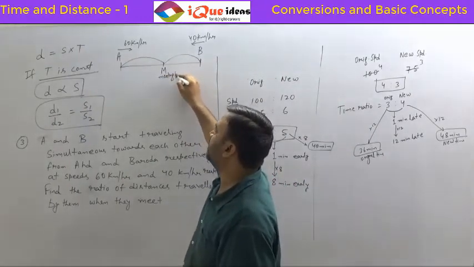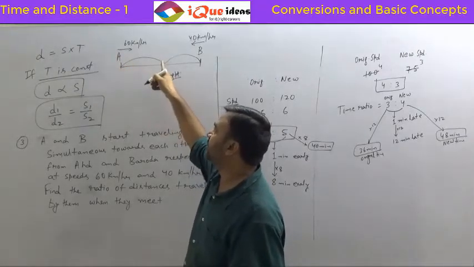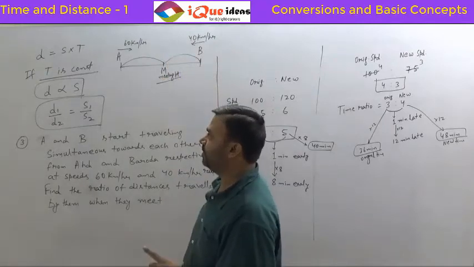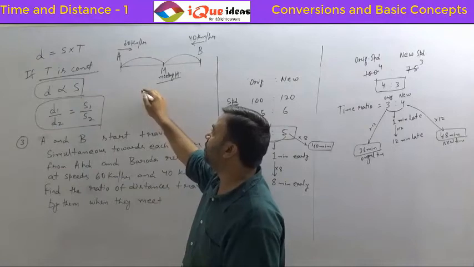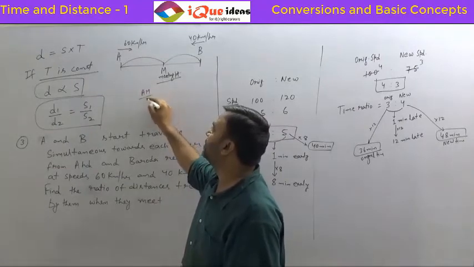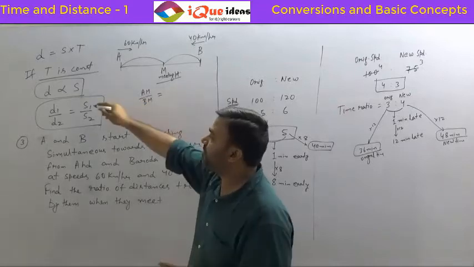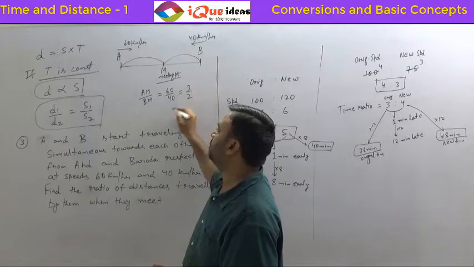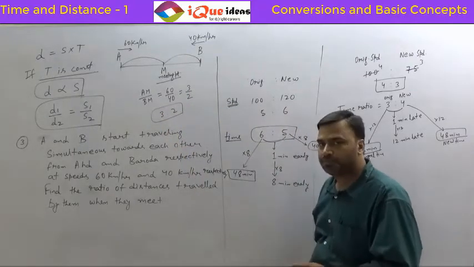Suppose they meet here. That means obviously the time taken for A to go from this point to this point is the same as the time taken by B to go from this point to this point. Right? That means time is constant. So if time is constant, then the distance traveled ratio, that is AM is to BM, should be equal to the ratio of speeds, which is 60 upon 40. So it is 3 by 2. So the answer is 3:2. Very simple question.